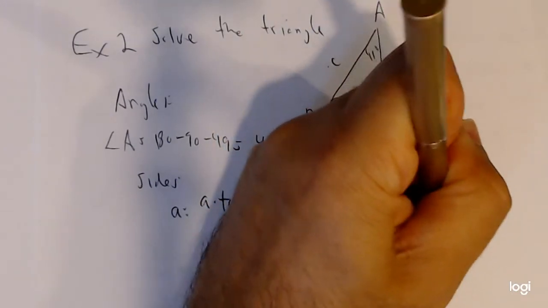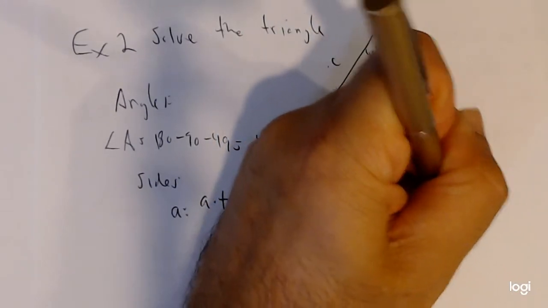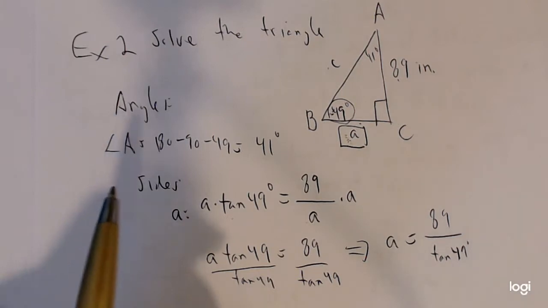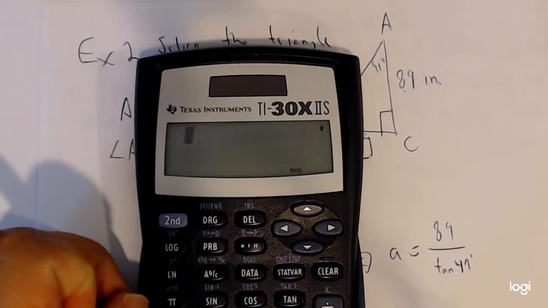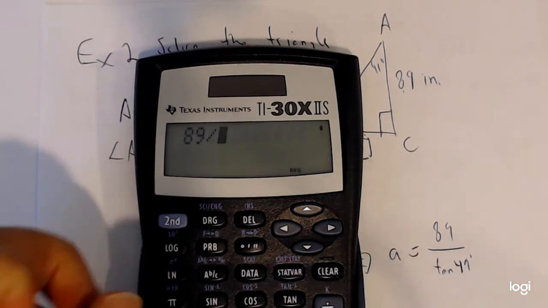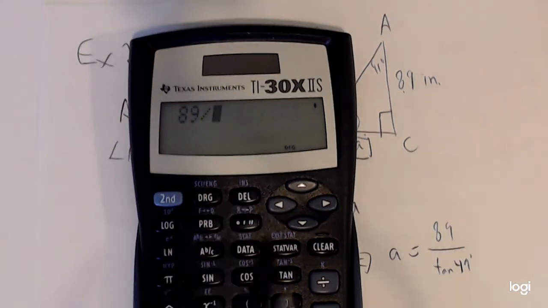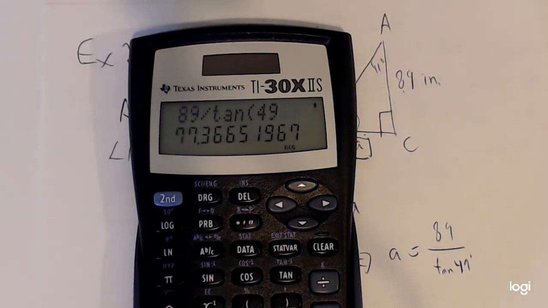89 divided by the tangent of 49 degrees. Okay, so now I'm going to use my calculator. It'll be 89 divided by, and notice how my calculator has the tangent button right there. So I'm going to press tangent of 49, and it's going to give me the answer, which is 77.366. So let's round that to the nearest tenth.